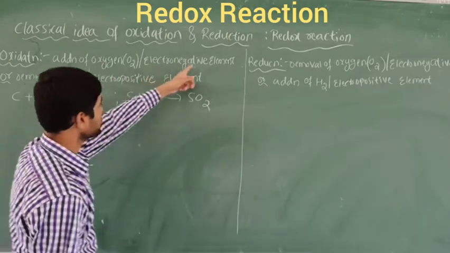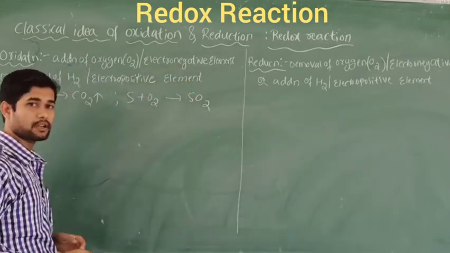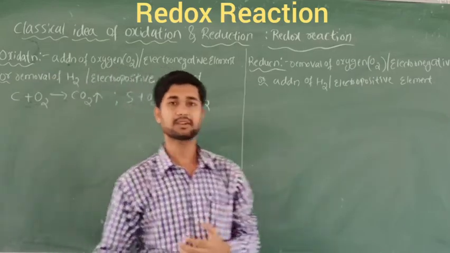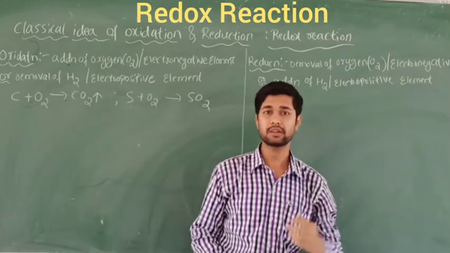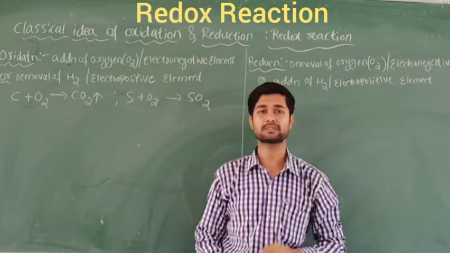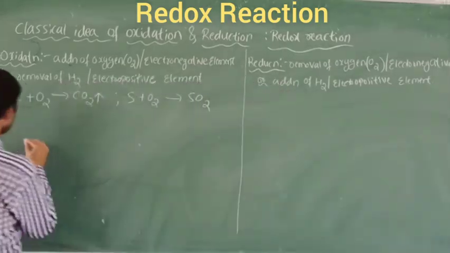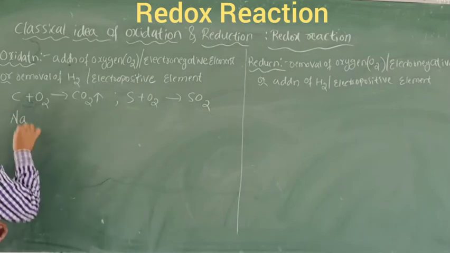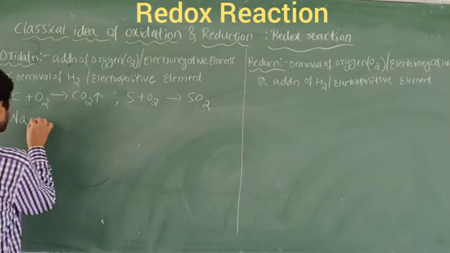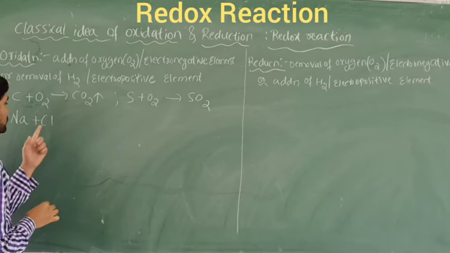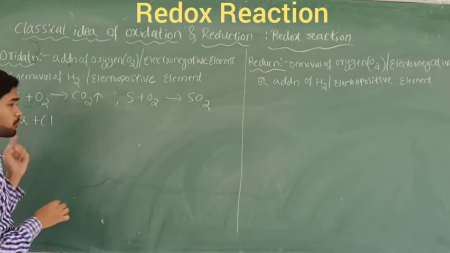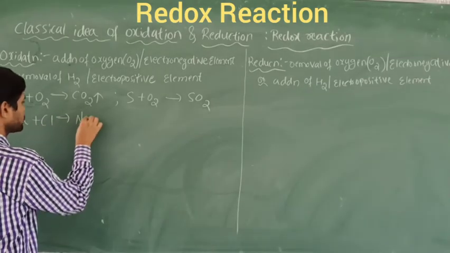Next, addition of an electronegative element. What are those electronegative elements? They are fluorine, chlorine, bromine, iodine. These are called the electronegative elements. Now let's take simple sodium, Na. If I take sodium, I add Cl to it. Cl is an electronegative element, and Na is the electropositive element. That is the formation of the compound.